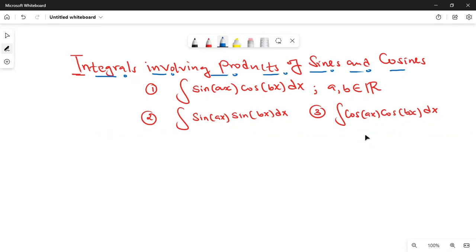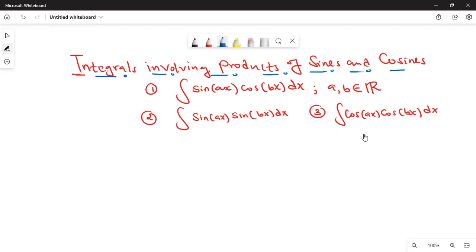So today we are going to look at Calculus 2 and our main topic is how to integrate integrals in which the integrand is a product of sines and cosines. For instance, you may have sine ax times cos bx, which you want to integrate with respect to x, or you may have sine ax times sine bx, or cos ax times cos bx, where a and b are constants. So how do we go about such kind of integrals?